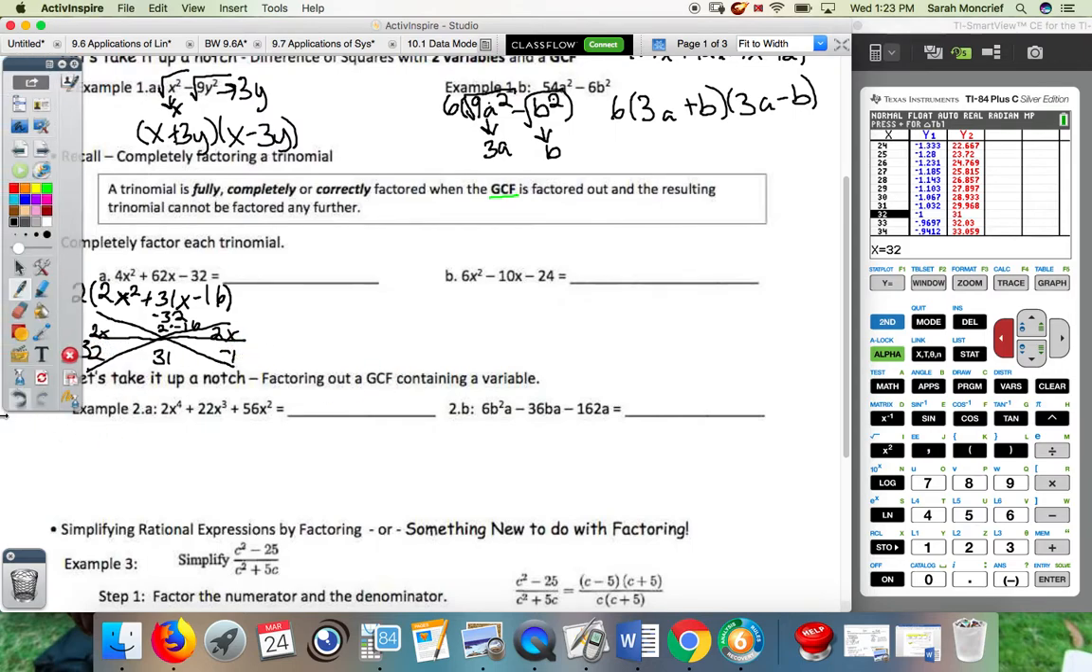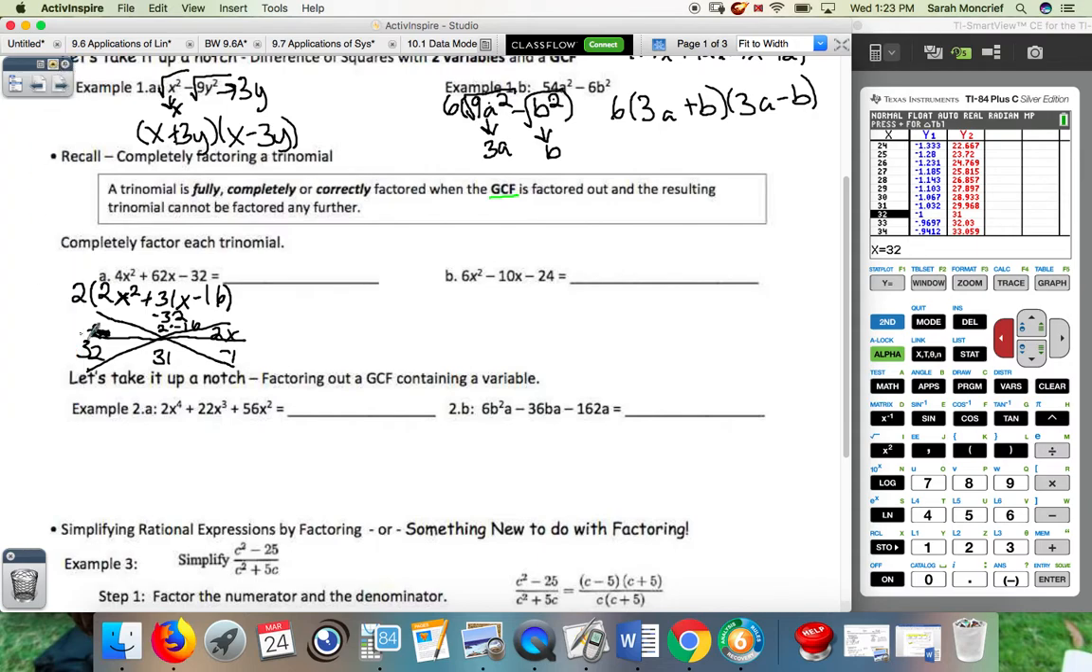So now we need to see if any of these will simplify. Can 2x and 32 simplify? Yeah, they can both be divided by 2. What's 2x divided by 2? That's just x. And what is 32 divided by 2? That is 16. Can we simplify 2x and negative 1? No. So now we're left with our GCF first, 2 times this new factor, x plus 16, and then this other factor, 2x minus 1. And that one's completely factored.